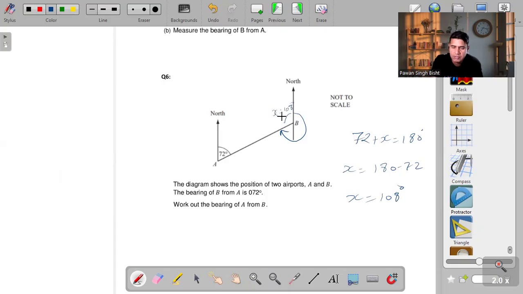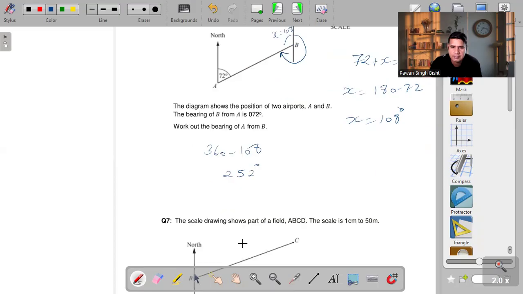But we don't need to find X, we have to find the bearing of A from B. So you see this is a complete circle. From 360, if I subtract 108, I will get my bearing of A from B. So the bearing of A from B will be 360 minus 108, so 252 degrees. That is my answer for question number 6.